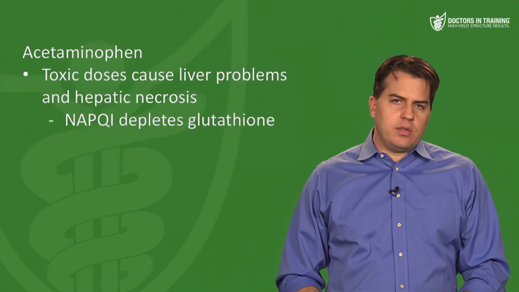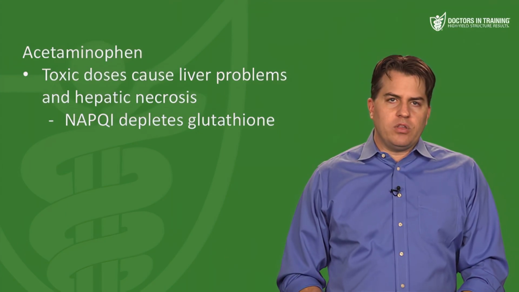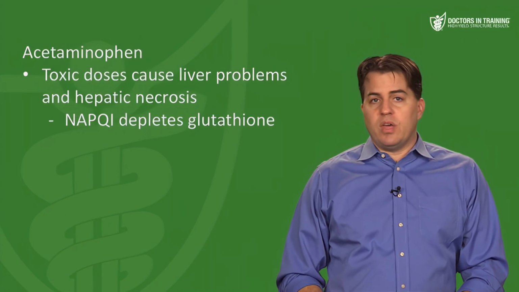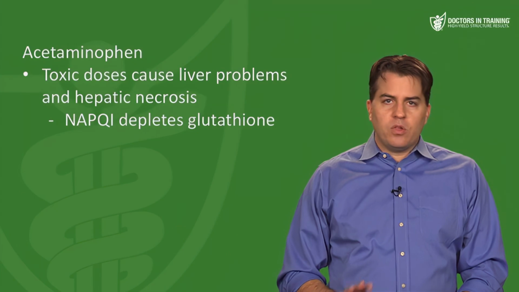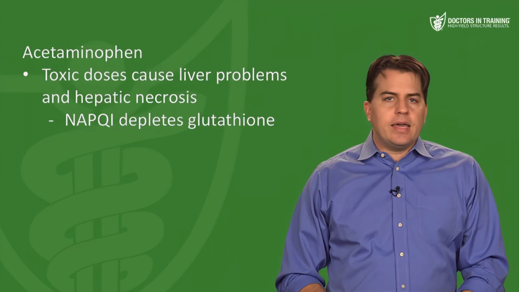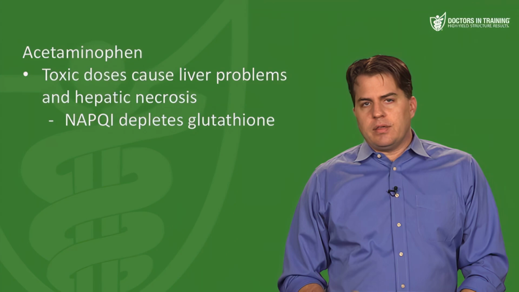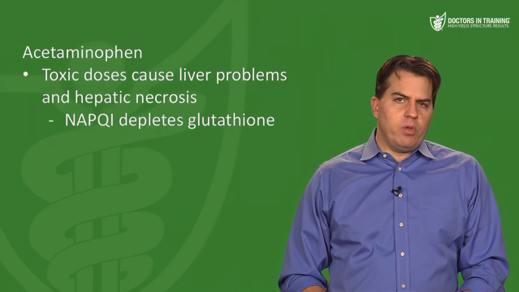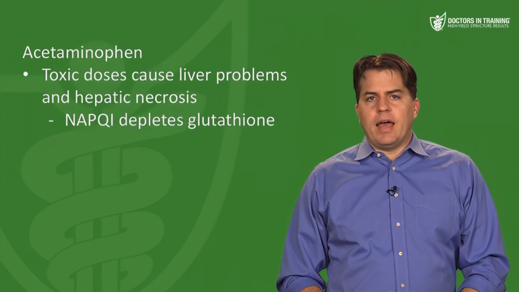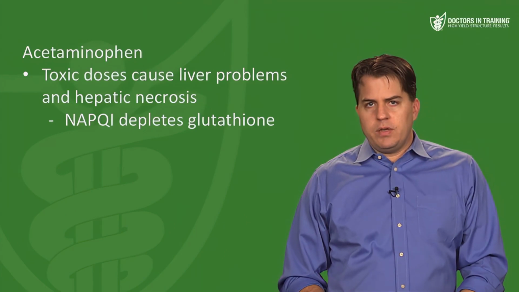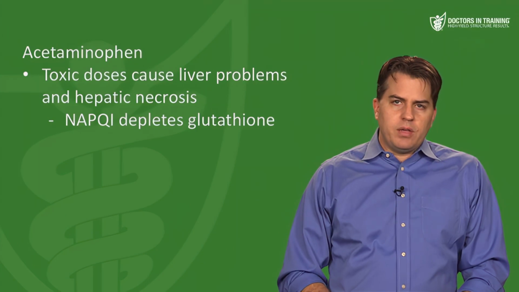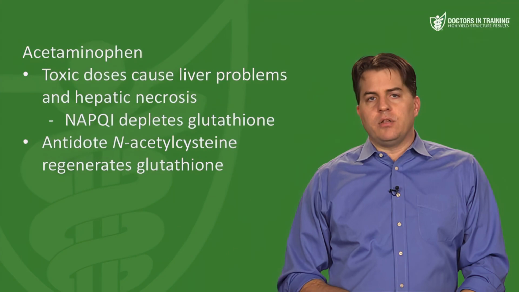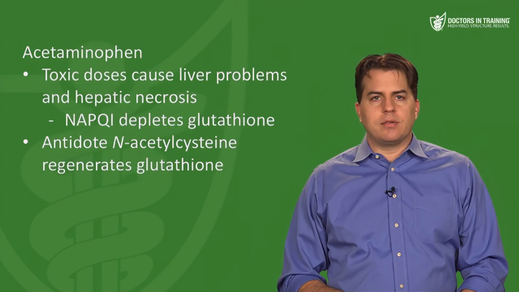But if you take too much acetaminophen, all the glutathione gets used up and the NAPQI is still floating around, and it starts to react with the hepatocytes. Those hepatocytes get really sick, and the AST and ALT levels in the serum start to rise as the hepatocytes are damaged. The patients can get full-blown liver failure and die if they take too much acetaminophen. So the antidote for acetaminophen overdose is N-acetylcysteine, which helps regenerate glutathione. Make sure you know that for your test.